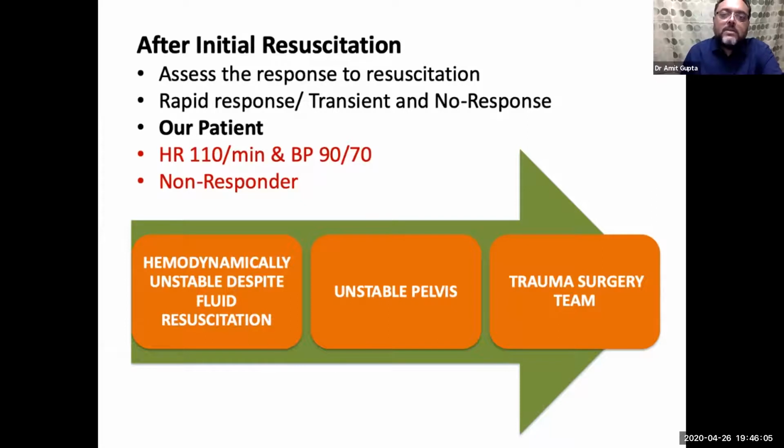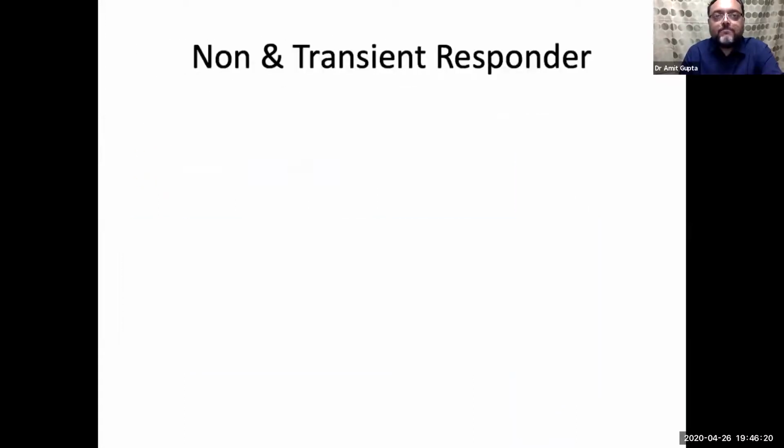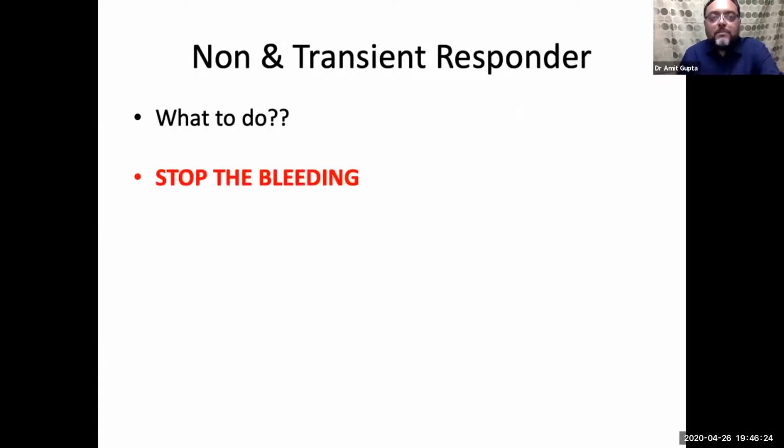Unstable pelvis or unstable patient, unstable pelvis along with FAST, which is positive, that means showing blood in the abdominal cavity. Or a patient who does not have FAST positive, that means FAST negative. So what to do? The next step is simply stop the bleeding. We've already tried stopping the bleeding by applying a pelvic binder. Probably it is not working, and therefore we need to now do something more.